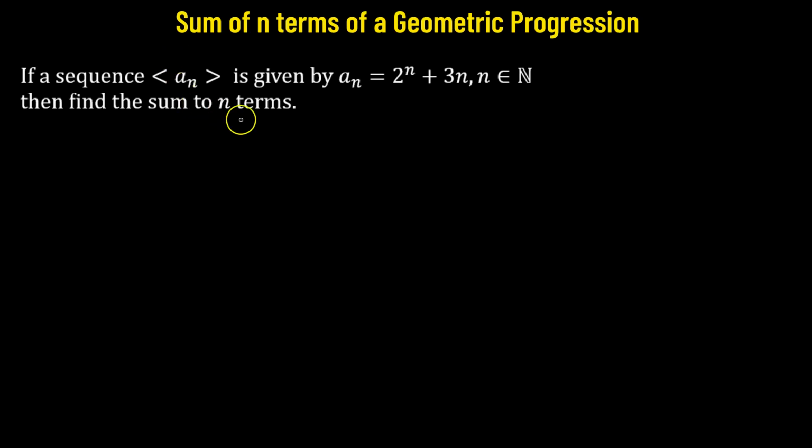So we have a sequence which is given by a_n = 2 raised to the power of n plus 3n, where n is a set of natural numbers. So here a_n represents the nth term of the sequence. We need to find the sum to n terms.